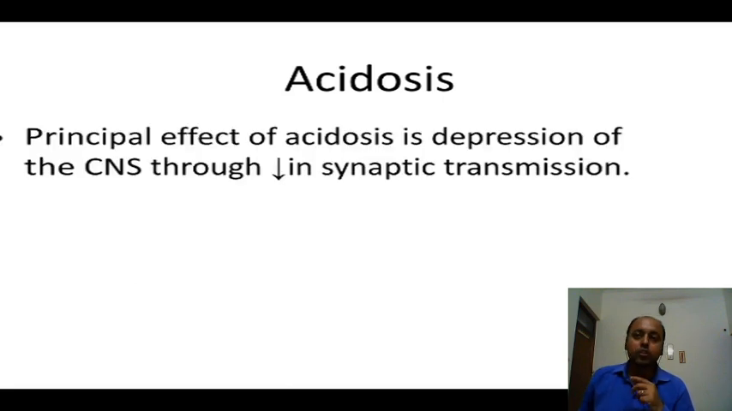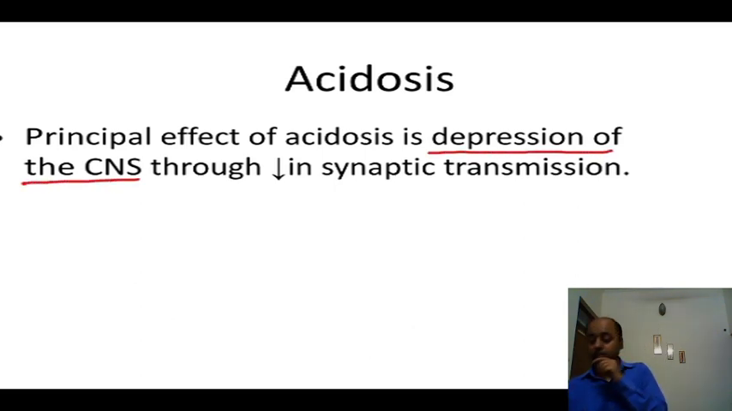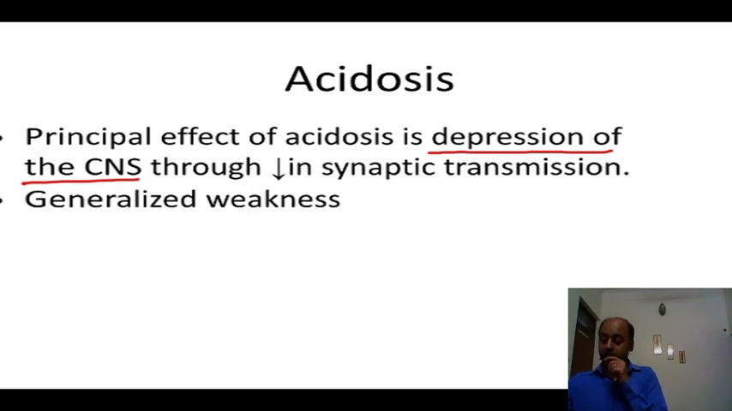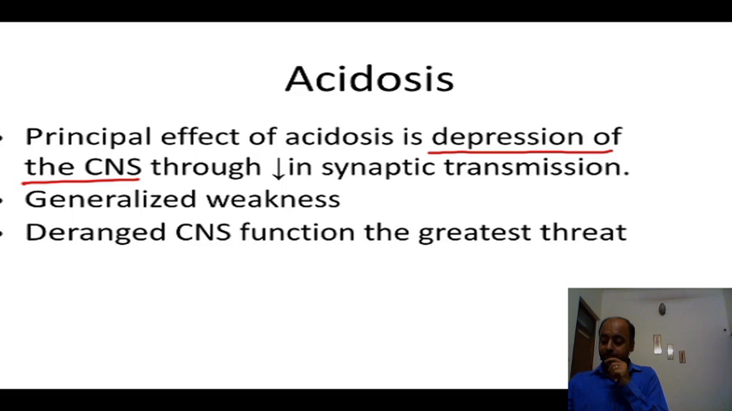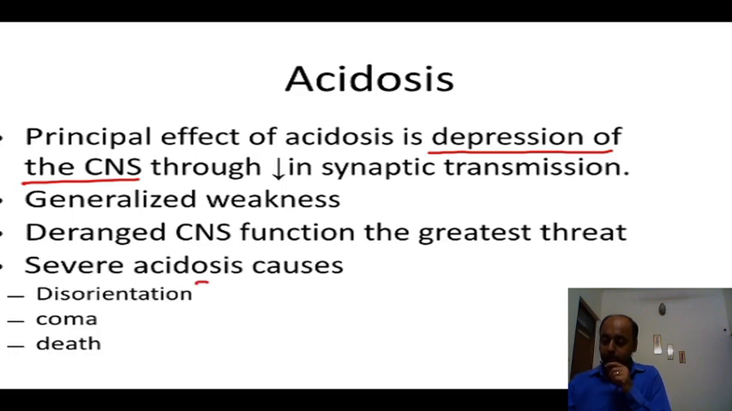So what we will see in acidosis: the principal effect of acidosis is depression of the CNS. All right, so you'll find what you find in these patients. You'll find generalized weakness, you'll find deranged CNS function, and the patient typically presents with disorientation, in severe cases coma, and if you don't institute the management aggressively, the patient will die. So acidosis is a big problem. It has to be corrected on a war footing, and you have to manage these patients very aggressively.